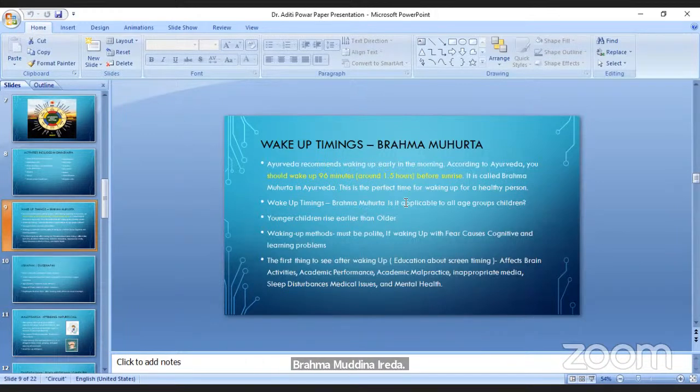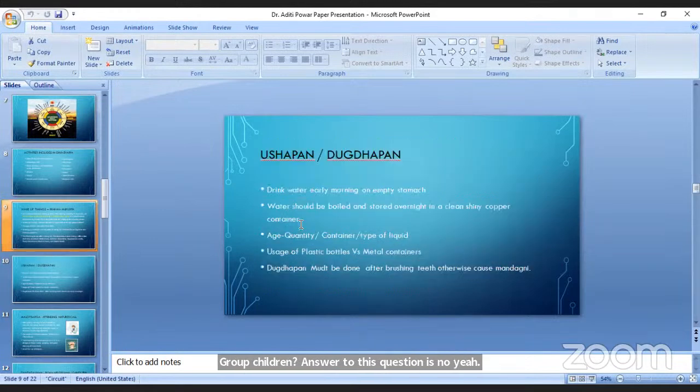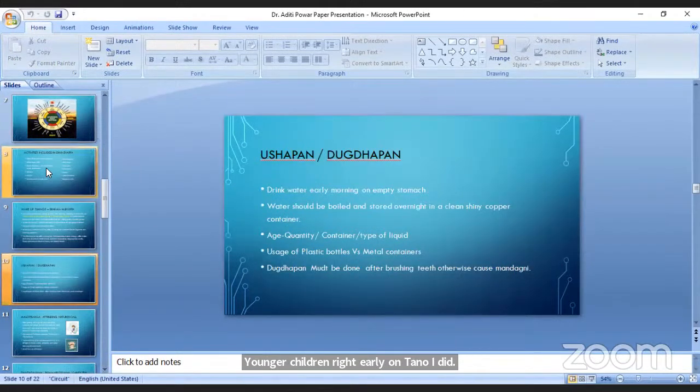But is Brahma Muhurta applicable to all age groups, such as children? The answer to this question is no. Younger children rise earlier than adults. Hence, the waking up method should be considered here.